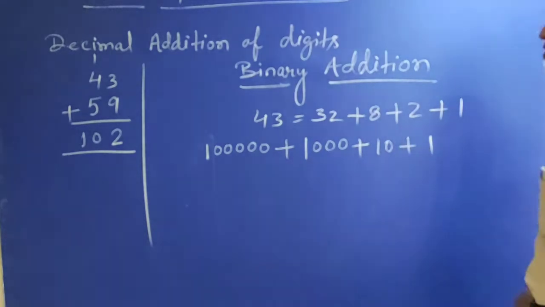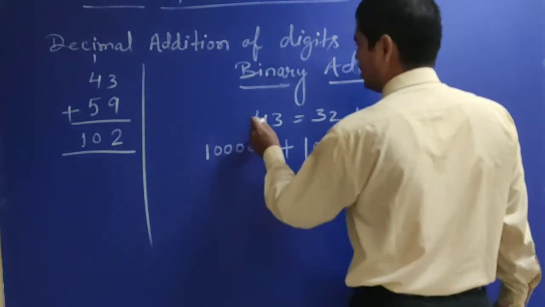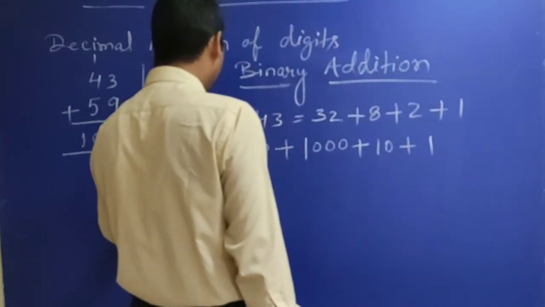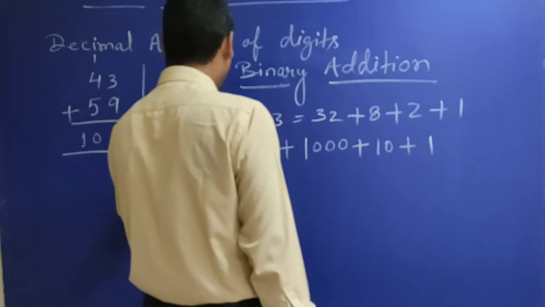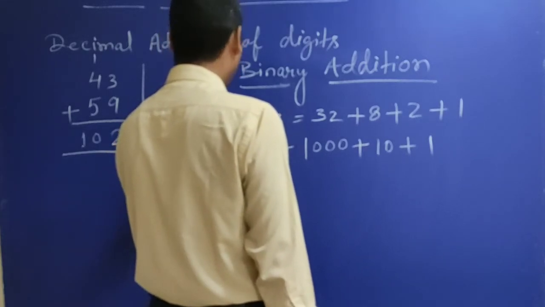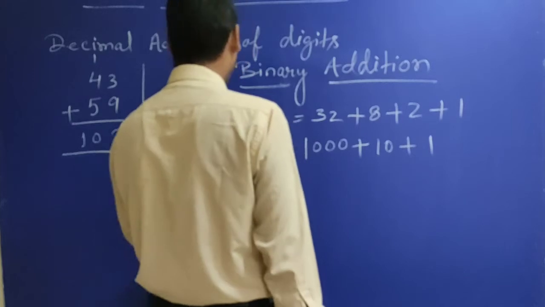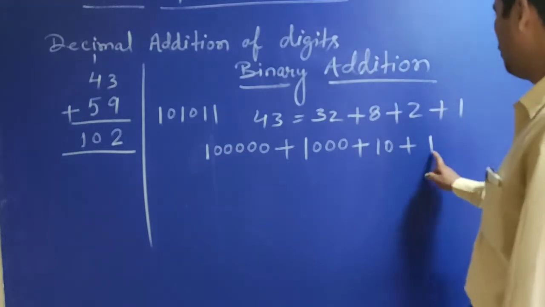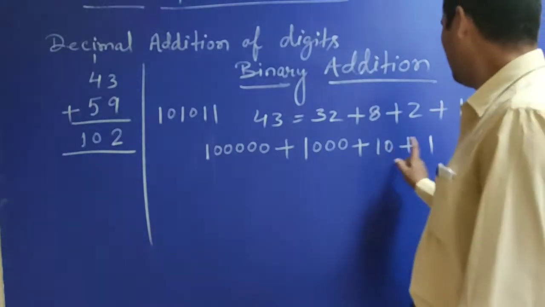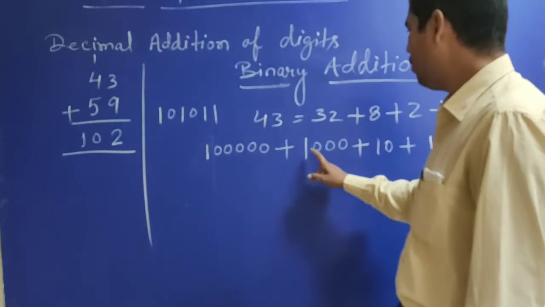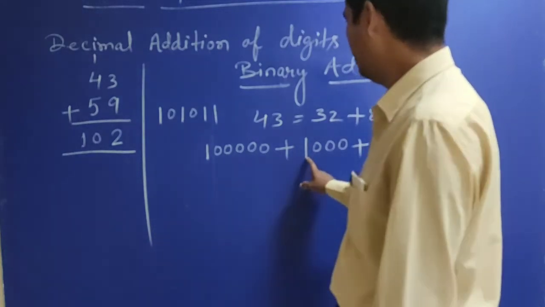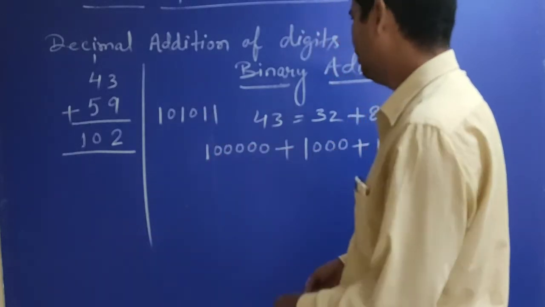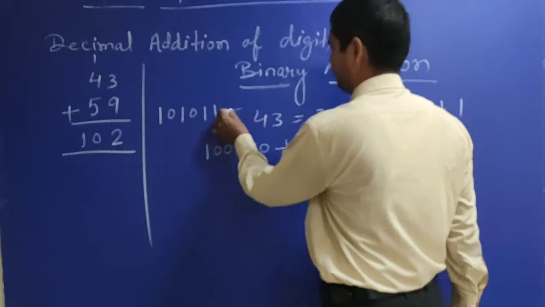So we write the number 43 as 1 0 1 0 1 1. Okay, it is correct.